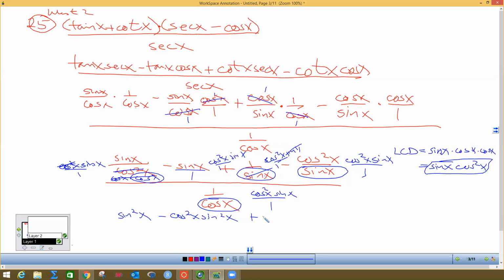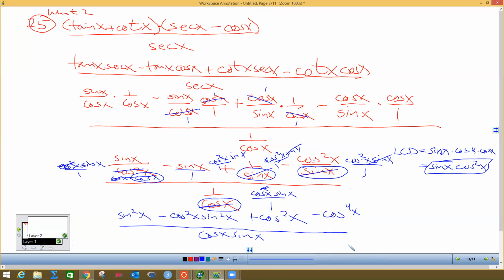Here, this sine will reduce out with that sine, so I'm left with plus cosine squared x. And then this last one, that sine and that sine will reduce, so this is going to be minus cosine to the 4th x. So that squared times that squared is 4. And then down on the bottom part here, this cosine will reduce with one of these, and I will have cosine x sine x on the bottom.